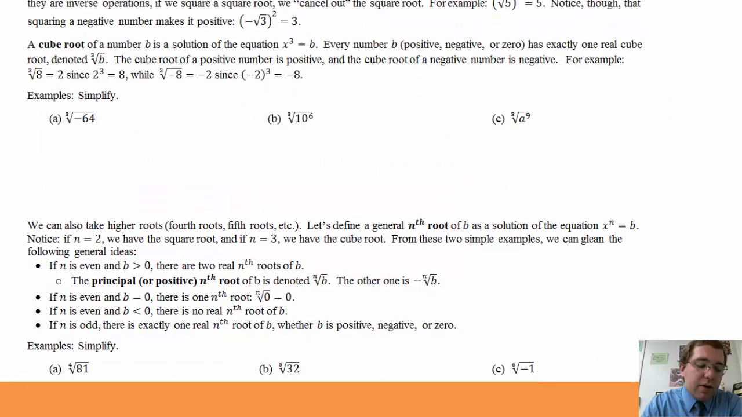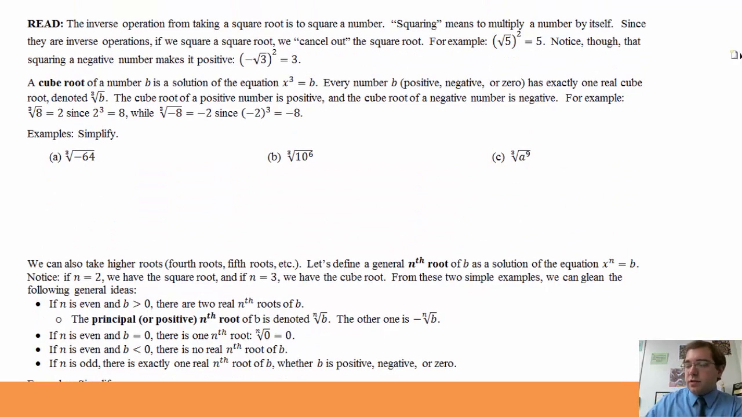Now we can also take other roots other than square roots. We can take cube roots. Cube roots are solutions to the equation x cubed equals b. Every number b, whether it's positive, negative, or 0, has exactly one real cube root, which was not the same for square roots. Positive numbers had two real square roots. Negative numbers had no real square roots. 0 has one real square root, and it's itself 0. But every number b has exactly one real cube root.